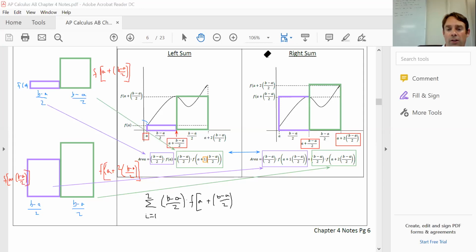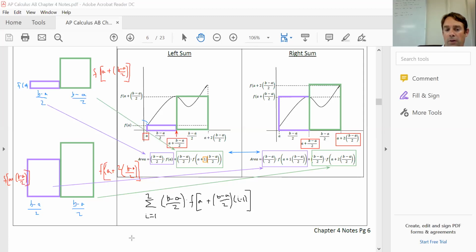I'm going to use this idea of our index to turn this into just an f of a. I'm always going to subtract 1 from my index. So if I plug 1 in here, I get 1 minus 1 is 0. There are 0 b minus a over 2's. So really this is just f of a. If I plug 2 in here to get my second rectangle, remember the index just means which rectangle you're dealing with.